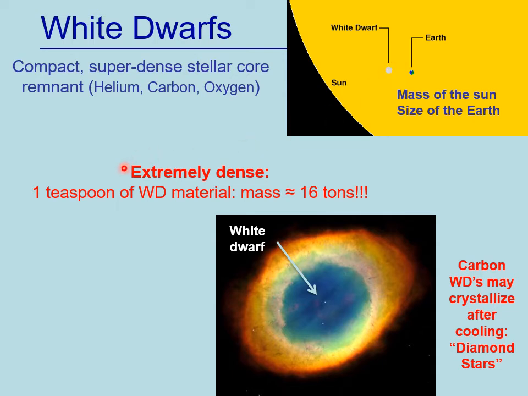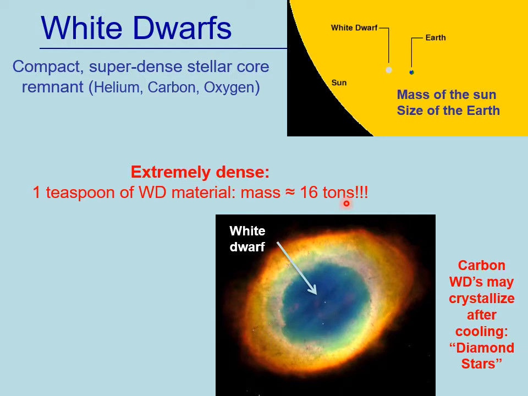So white dwarf material is very exotic. There's nothing like it on Earth. We can't make white dwarf material. It's actually called degenerate matter by physicists. But one teaspoon of white dwarf material would have the mass of something like 16 tons.